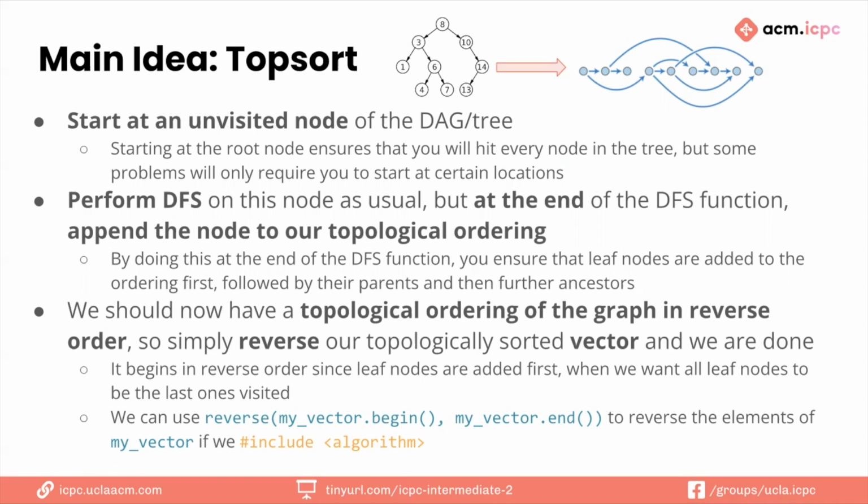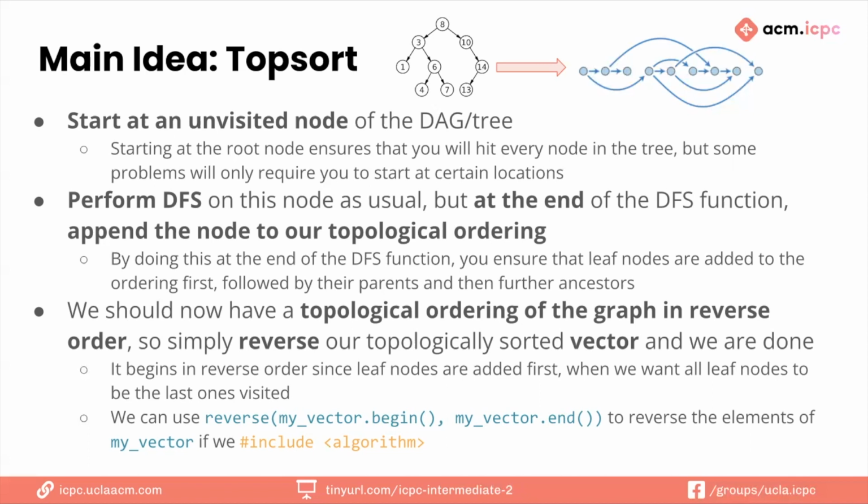As we choose the particular node, we perform DFS on that node as usual, but at the end of the DFS, we can append that node to our topological ordering. Essentially, when we come to an end of the DFS function, this means that we either got to a leaf node, which doesn't have any children itself, or we covered all the children that it has before getting to the end. That means that we can safely add it to the ordering.